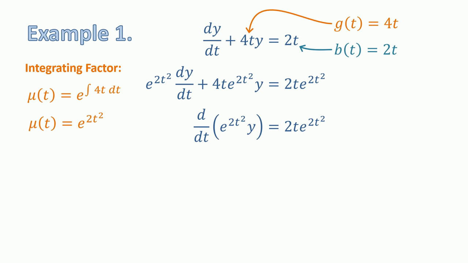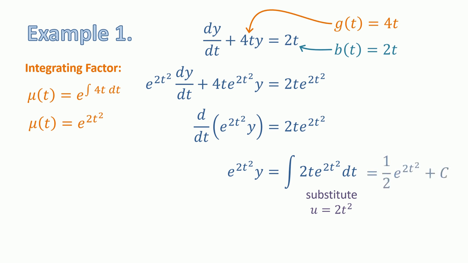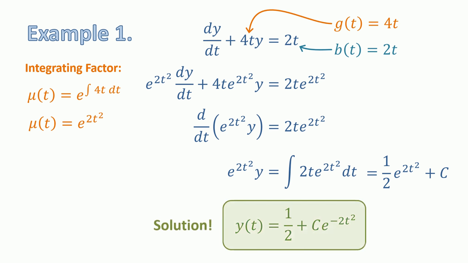Okay, now we can integrate both sides, and we obtain e to the 2t squared times y equals the integral of 2t e to the 2t squared. Applying the substitution u equals 2t squared, we compute the integral, 1/2 e to the 2t squared plus c. Solving for y, we find that y of t equals 1/2 plus c times e to the negative 2t squared. This is the general solution to the differential equation.